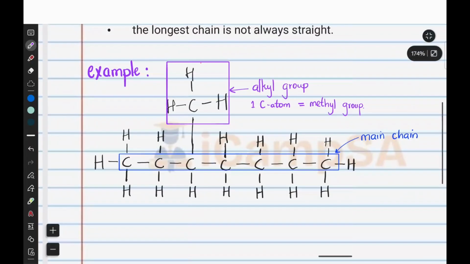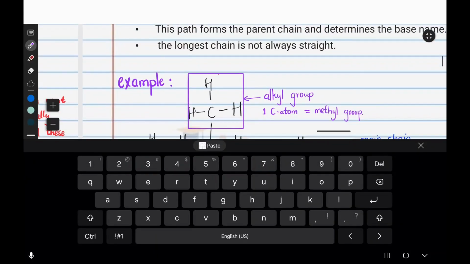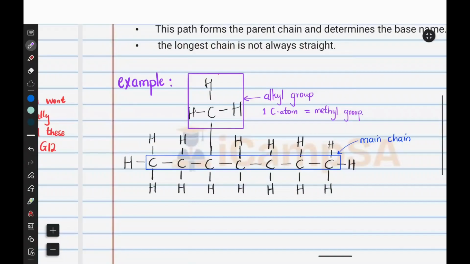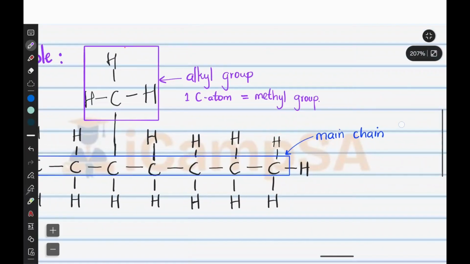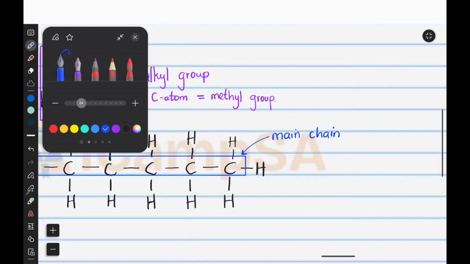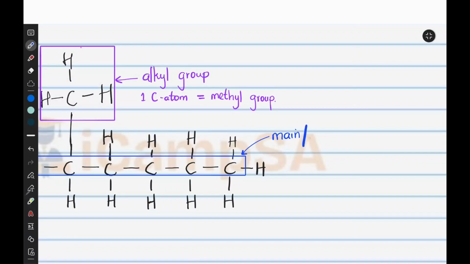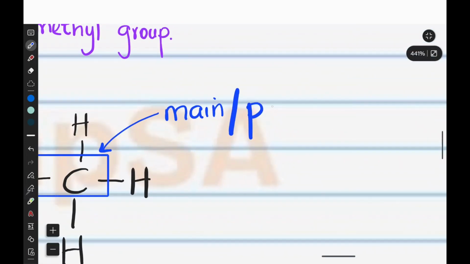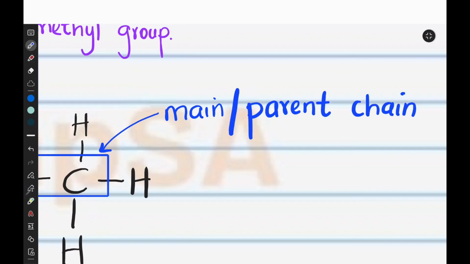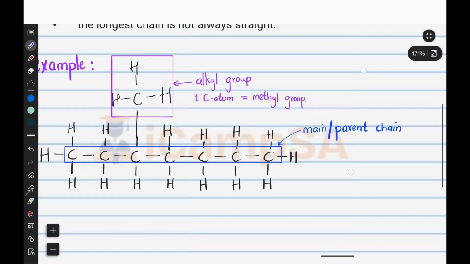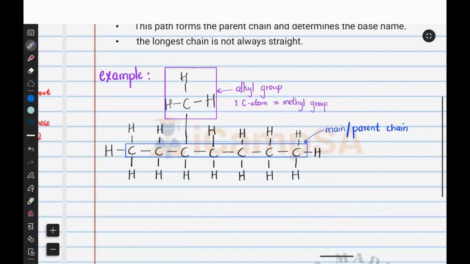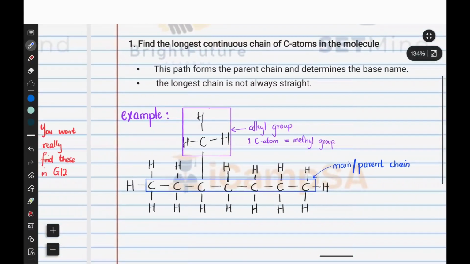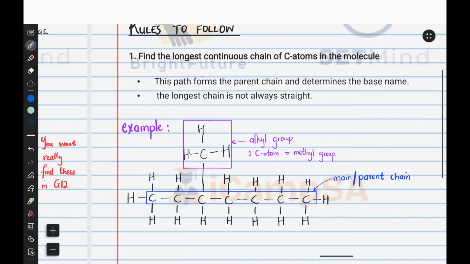All right, so in our example, remember, we found our longest chain to be the one labeled as the main chain. It's also called the parent chain, main chain or parent chain, remember. All right, so that's our longest chain, right? So once we've found this longest chain, it will determine our base name.